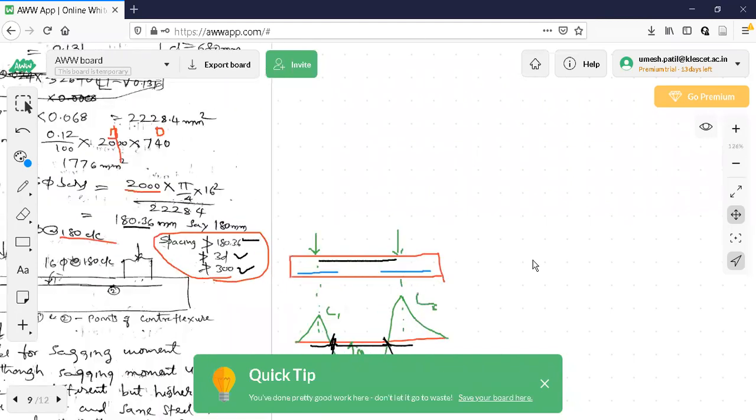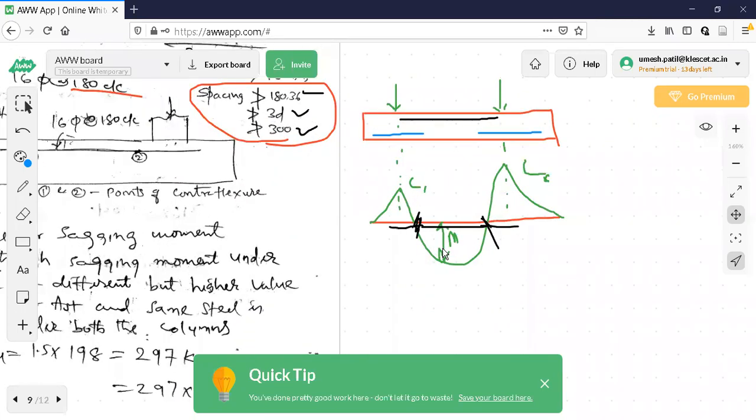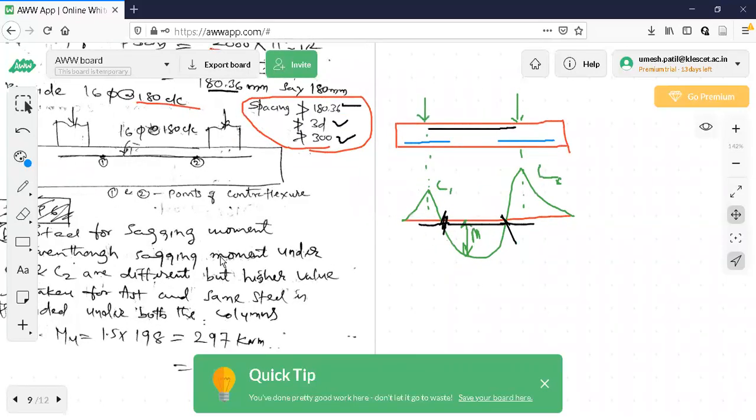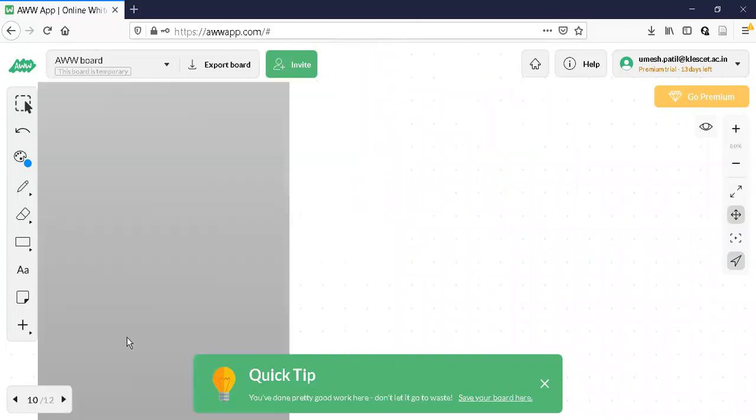Okay. Is it clear? Now what I have done: out of C1 and C2, the bending moment under C2 is more, which is 198, multiplied by 1.5, rest all is same. So 297 into 10 raised to 6 Newton mm. For this bending moment, calculate AST2, which is on the next page.